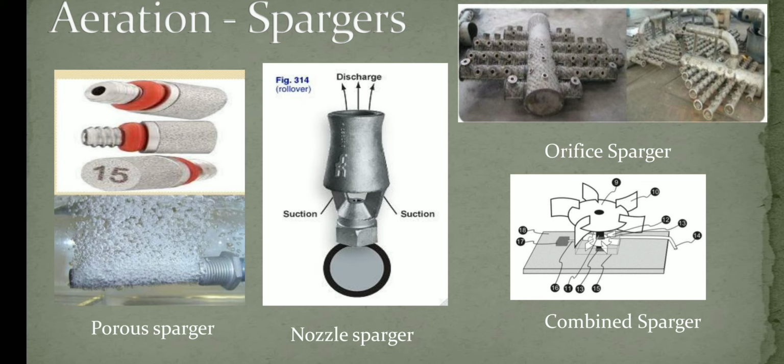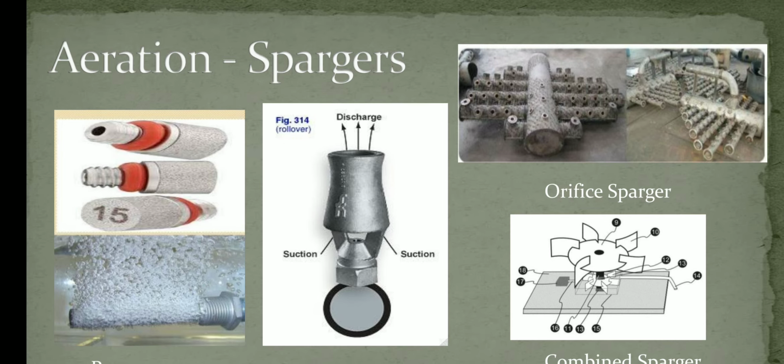Nozzle sparger will be connected with the wall so that we can open it completely, or it can be partially closed during the fermentation process. So in whatever concentration the air is required, the concentration is adjusted in the nozzle sparger by opening or closing the valve. And then we have an orifice sparger.